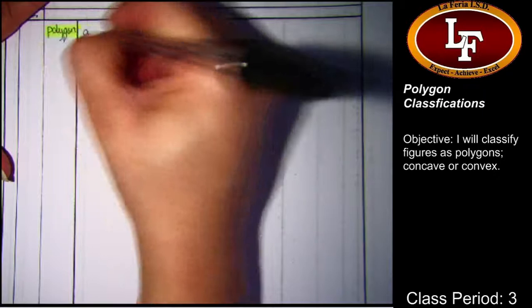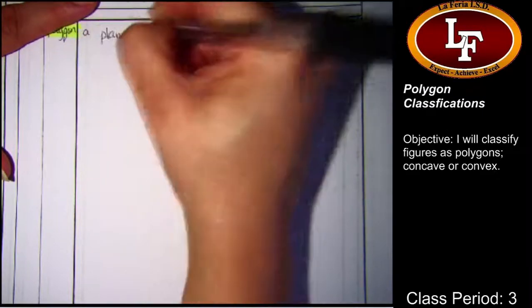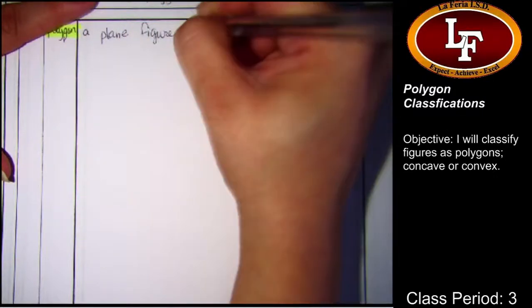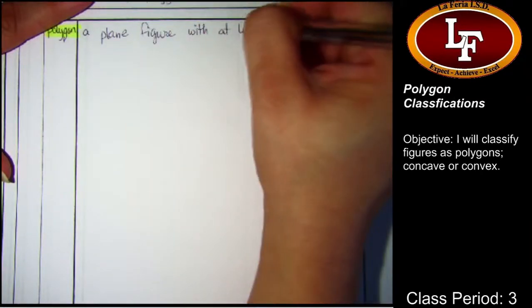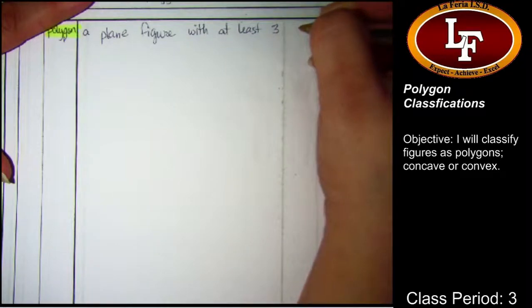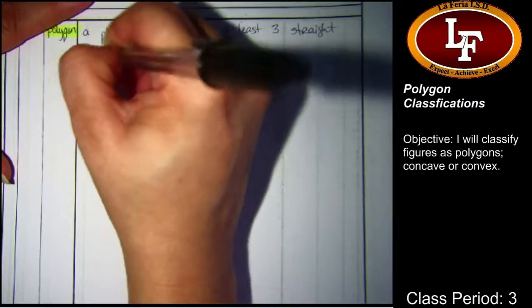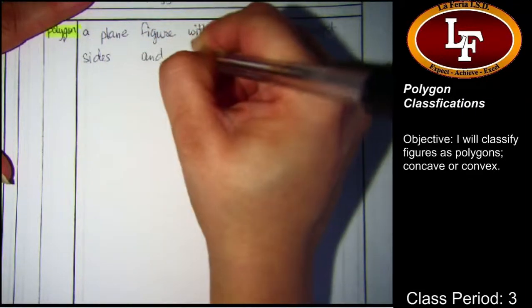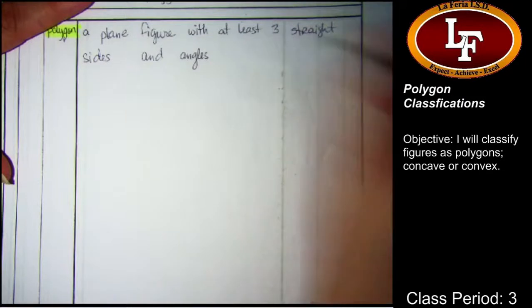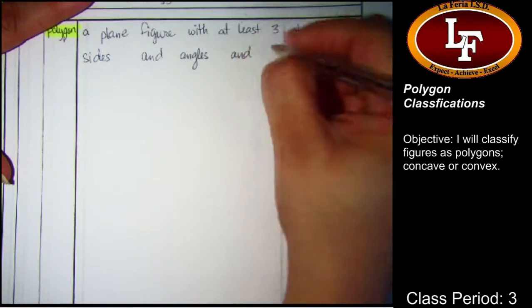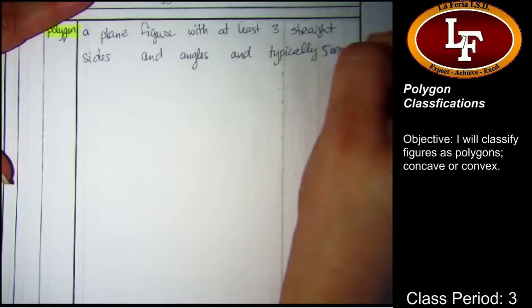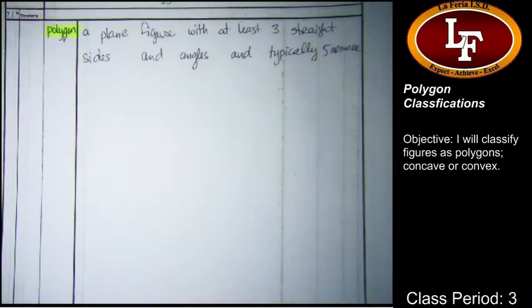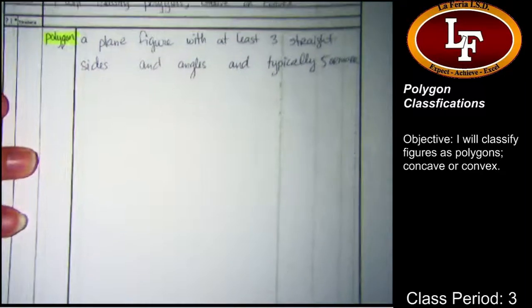So remind me what you said. A plane figure with at least 3 straight sides and angles. And typically 5 or more. And typically 5 or more, but anything that has at least 3 sides, we will call a polygon.